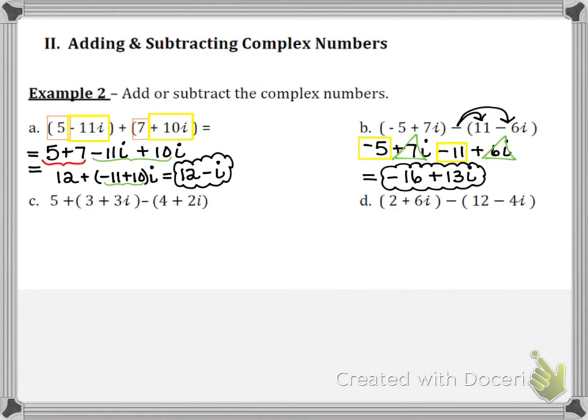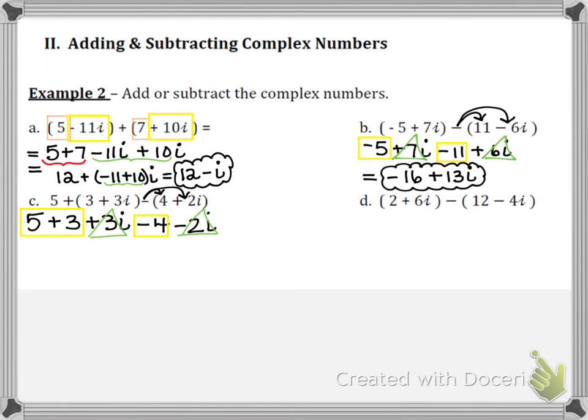In part C, I will also have to distribute a negative 1 for the last set of parentheses. So I have the constant 5 plus 3 plus 3i, and then when I distribute negative 1, it becomes minus 4 and minus 2i. So again, I'm going to add my constant terms together, so 5 plus 3 and minus 4, and then I will combine the imaginary terms, which are the positive 3i minus 2i.